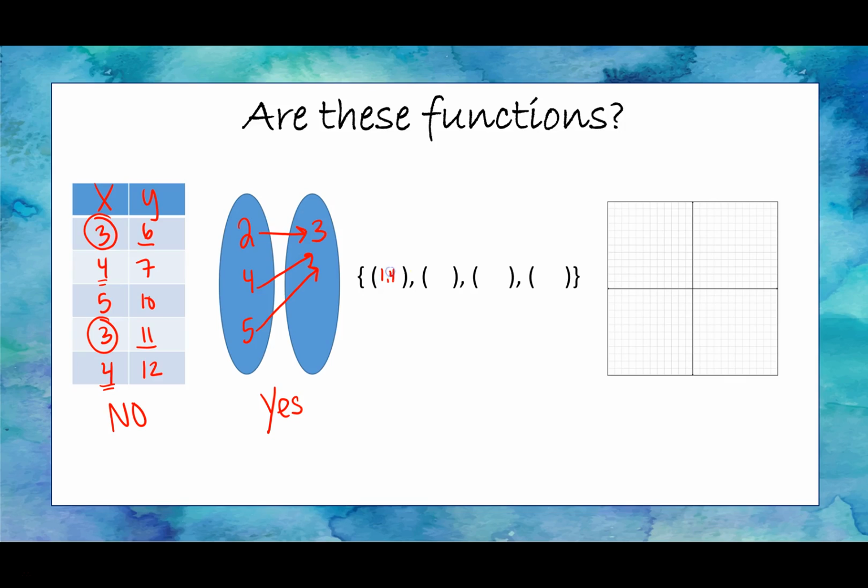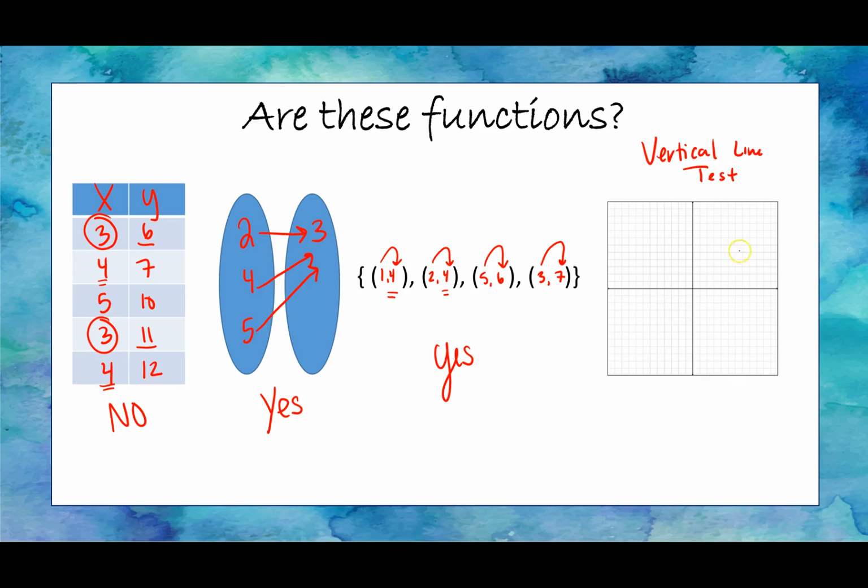If I have 1 to 4, 2 to 4, 5 to 6, and 3 to 7. This would be a yes, because there's no other 1 that goes to a number. This 2 is the only 2, and it goes to 4. This 5 is the only 5, it goes to 6, and this 3 goes to 7. It is okay that the 4 repeats, because that's like this, where everything is going to 3. Now, just a reminder, we've talked about this before. We've talked about something called the vertical line test.